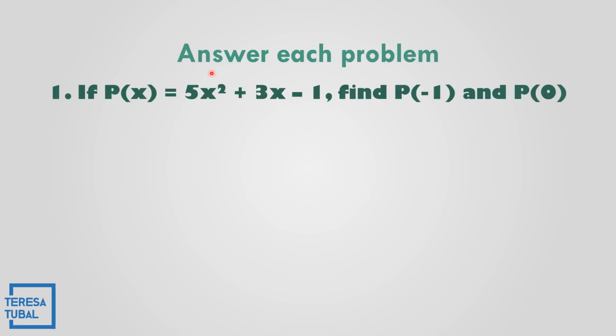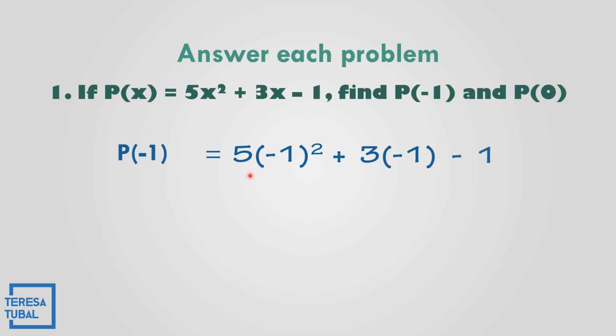Let us answer each problem in number 1. If P of x equals 5x squared plus 3x minus 1, find the P of negative 1 and P of 0. Let us replace the value of x by negative 1 to the given equation. So that becomes P of negative 1 equals, bring down 5, replace x by negative 1, and then square, bring down 3, replace x by negative 1, copy negative 1.